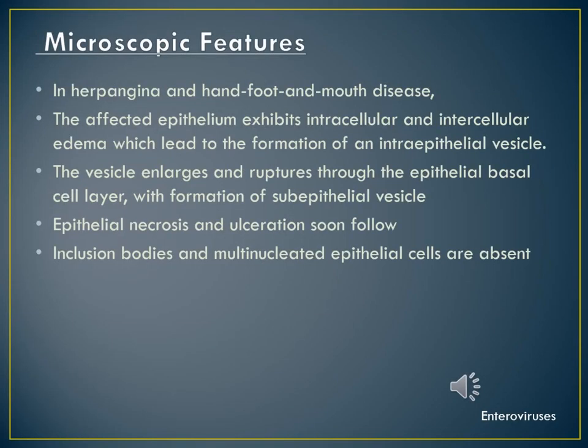Microscopic features of enteroviruses: in herpangina and hand, foot, and mouth disease, the affected epithelium exhibits intracellular and intercellular edema, which leads to formation of an intraepithelial vesicle. The vesicle enlarges and ruptures through the epithelial basal cell layer with formation of a subepithelial vesicle, and epithelial necrosis and ulceration soon follow. Inclusion bodies and multinucleated epithelial cells are absent.